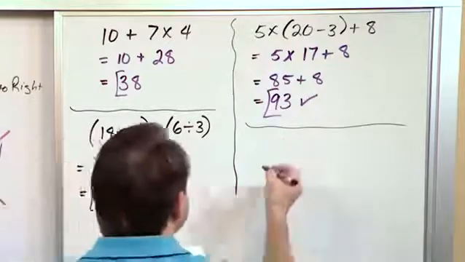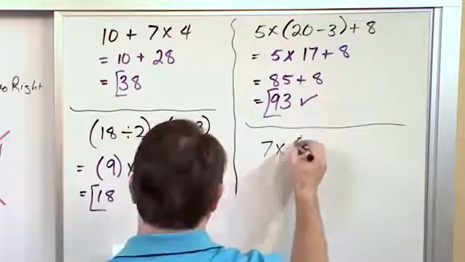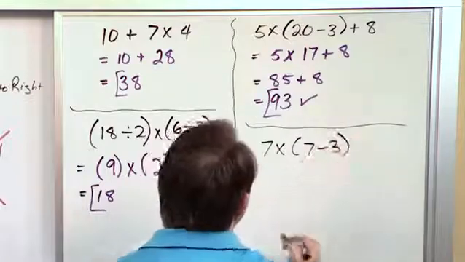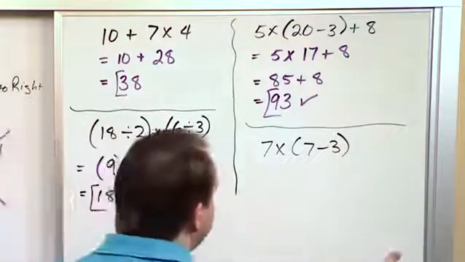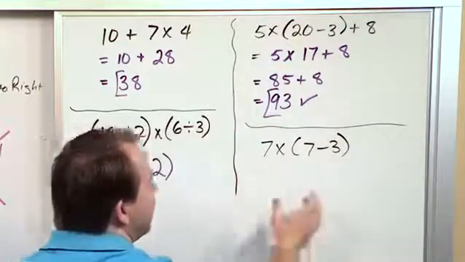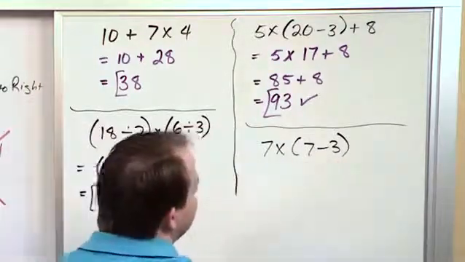So this whole process becomes a whole lot more comfortable to you the more and more of these things we do. So let's say we have 7 times (7 minus 3) inside of some parentheses. How do we handle this one? Okay, well, first we check for parentheses, and we see we have parentheses. Now inside of here, we only have one thing to do, 7 minus 3.